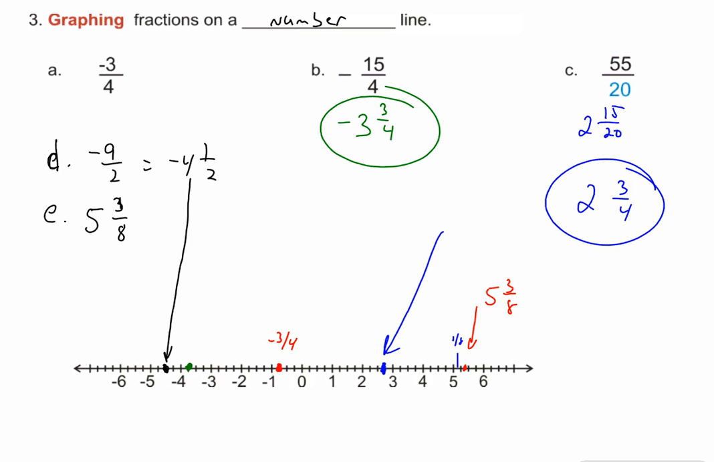Everybody's packing up and leaving me, Ariana. All right, you got your homework assignment, and you are dismissed to lunch.